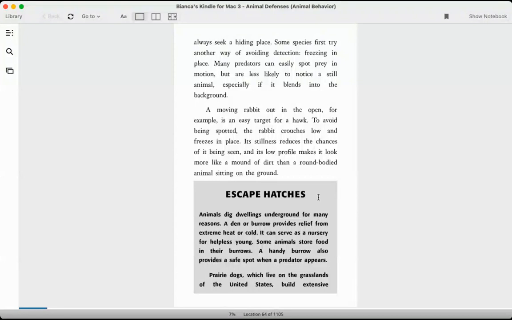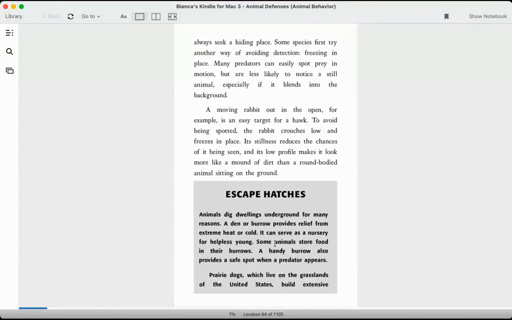Escape hatches. Animals dig dwellings underground for many reasons. A den or burrow provides relief from extreme heat or cold. It can serve as a nursery for helpless young. Some animals store food in their burrows. A handy burrow also provides a safe spot when a predator appears.